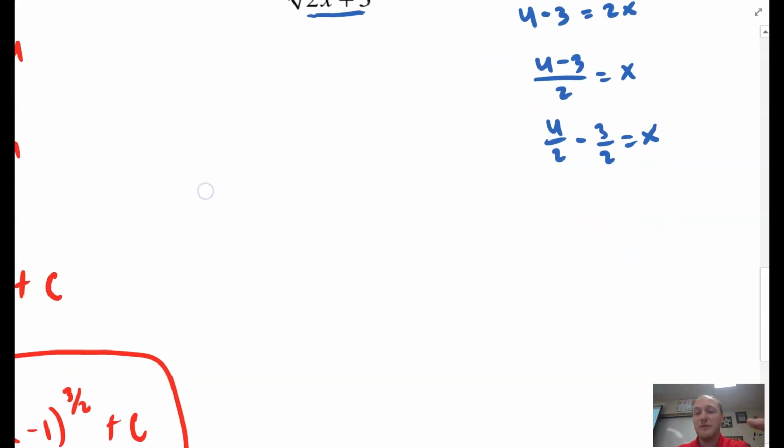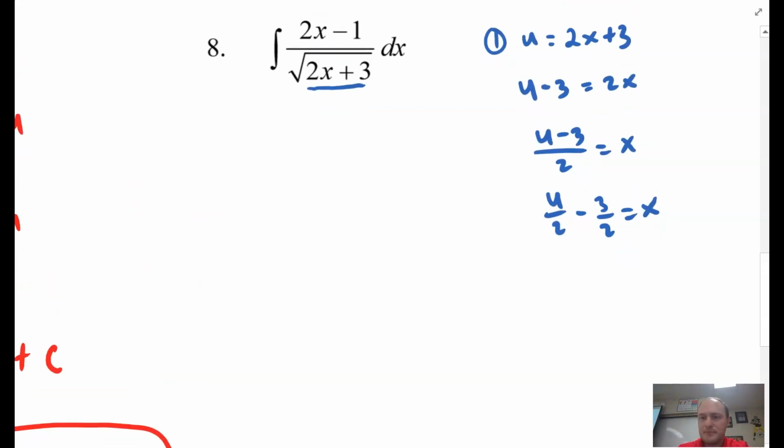Okay, and now that I've solved for x, I also need to differentiate each side. Okay, so 1/2 du is equal to dx. Okay, and there you have it. So that's the 4 on dx.